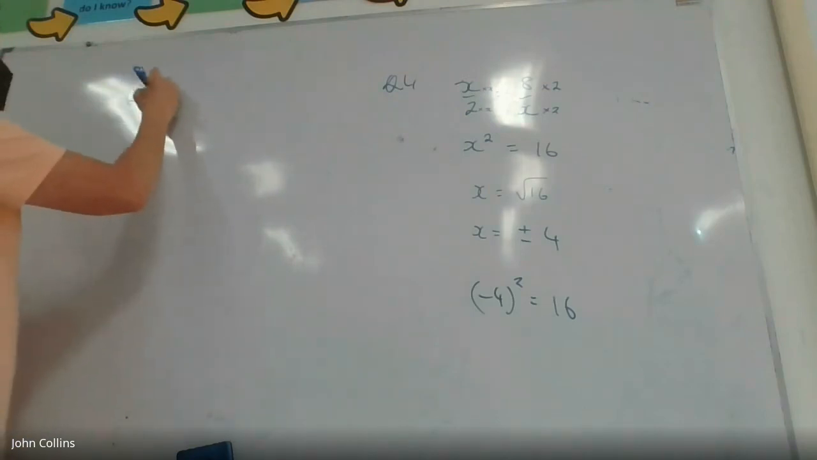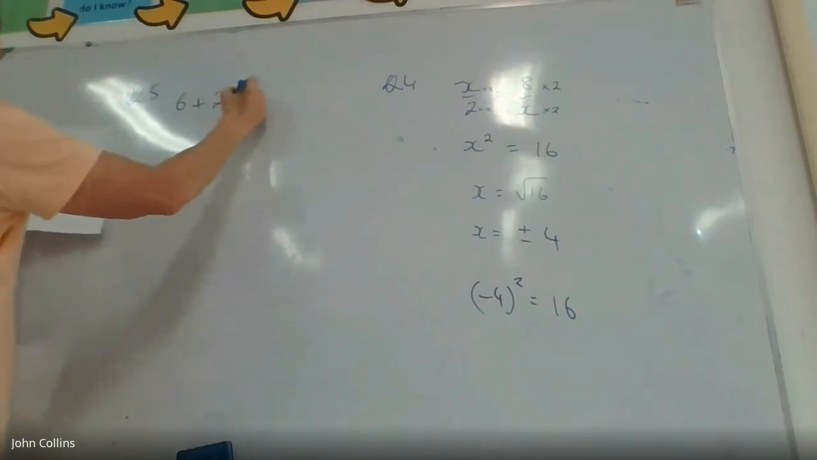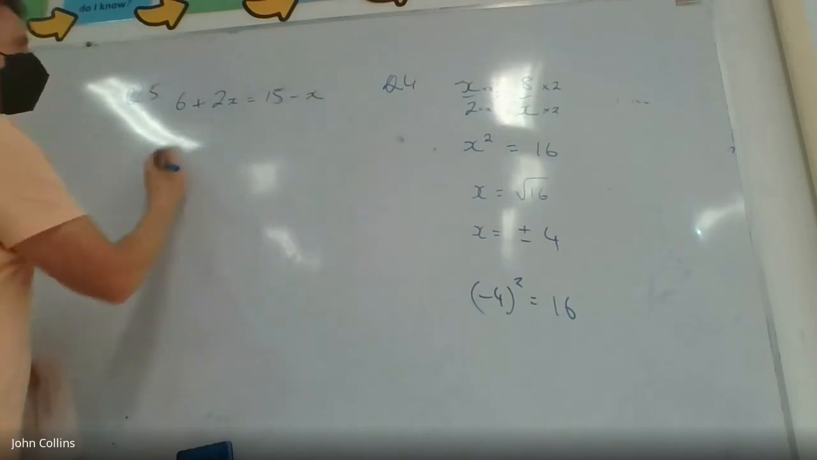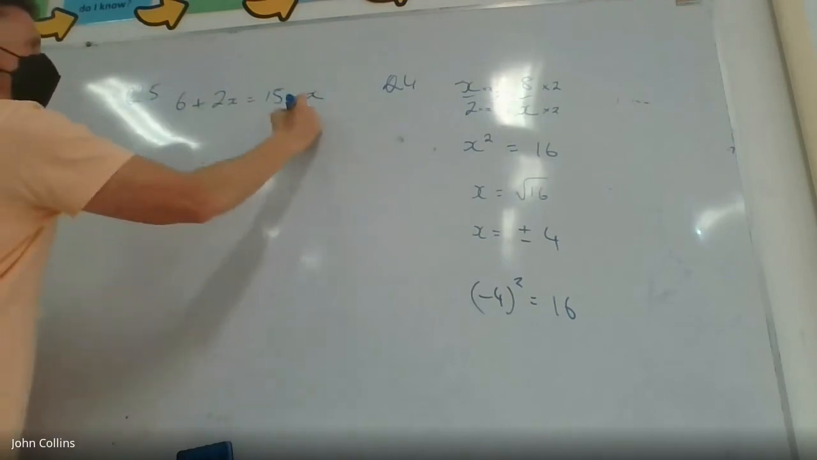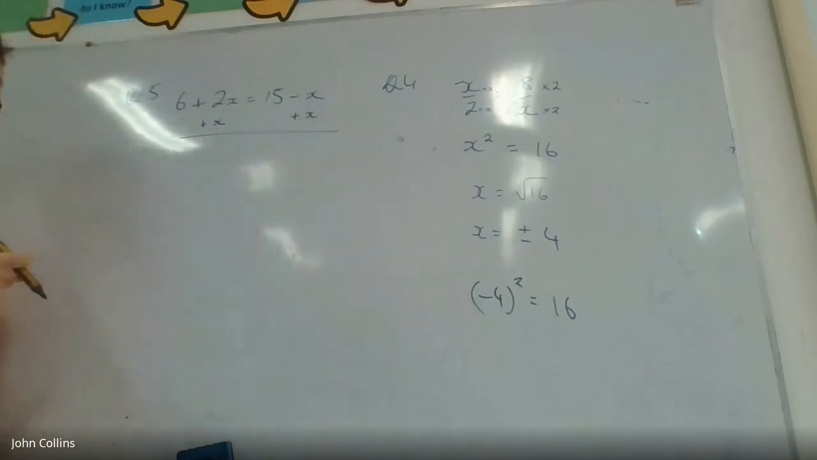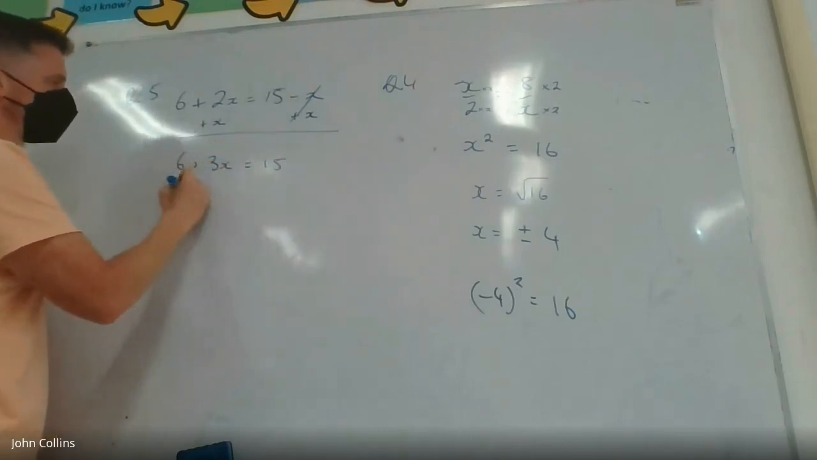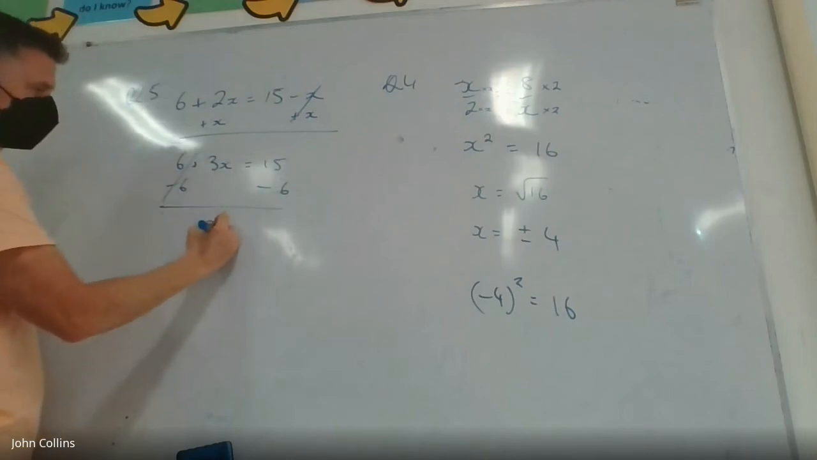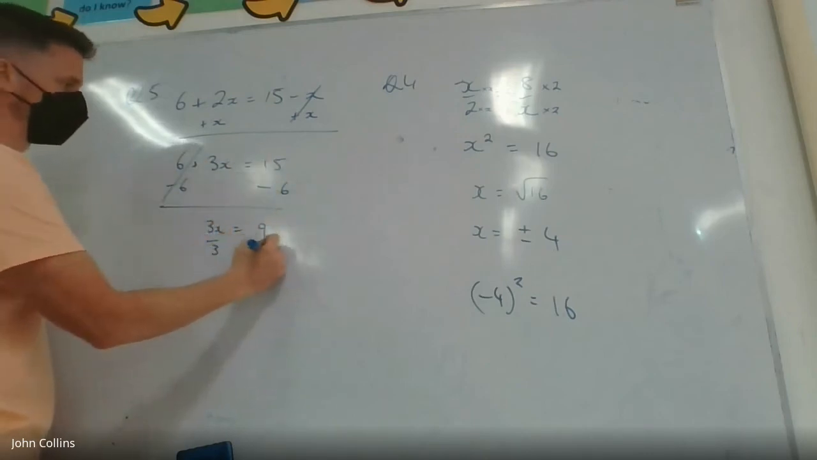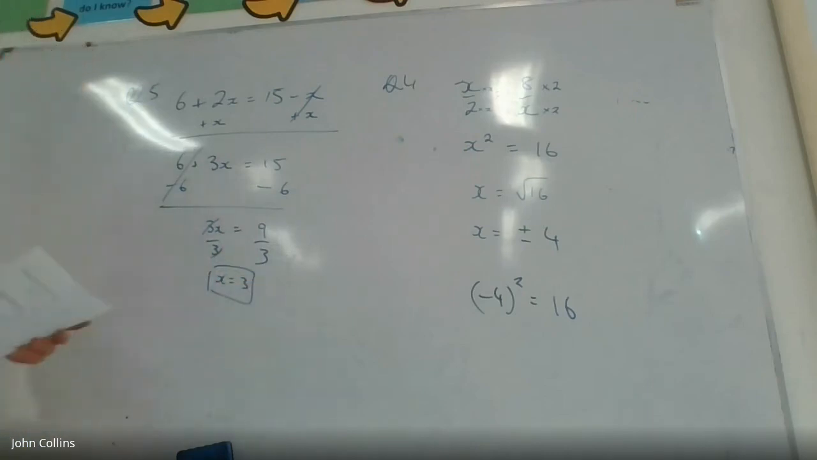Question 5 was probably the easiest question. It was a straight up solve. 3. Anyone not get 3? I'll try it anyway, just really quickly, just in case. 6 plus 3x is equal to 15. Subtract 6 from both sides. 3x is then equal to 9. Divide by 3 both sides. x then is equal to 3. It's not plus or minus 3.